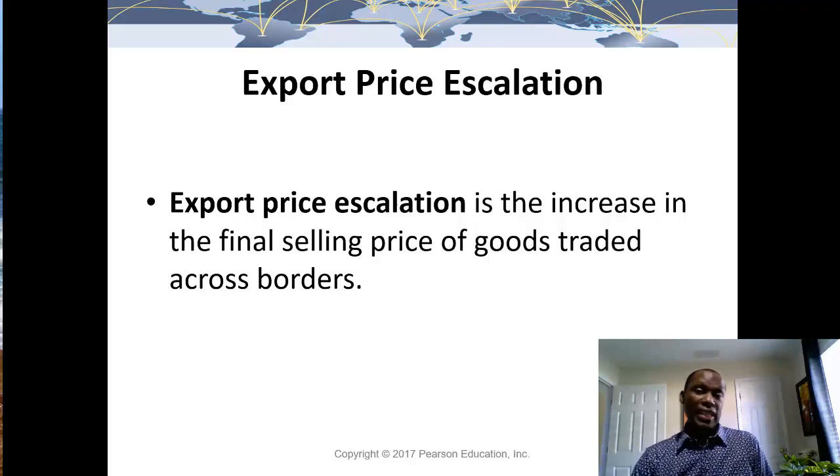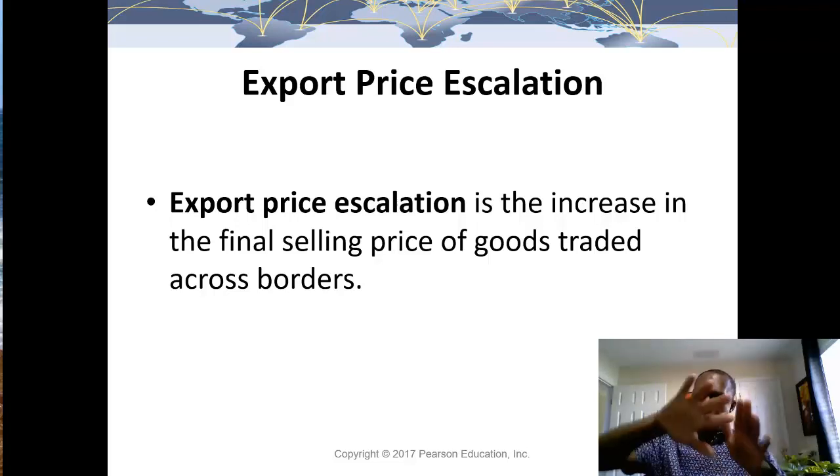Export price escalation. Now, this is a bit different because let's say you go into a market with a product. And we're talking about exporting. The product is already made. You're going overseas. But, of course, depending on the market that you go in, it's going to determine the price. Also, what else is included in this? Maybe the price levels in that country. You might be able to charge a little bit more because this may be a new product.